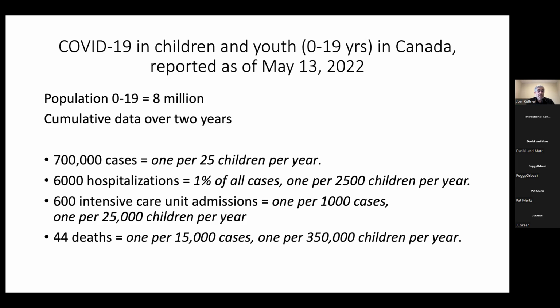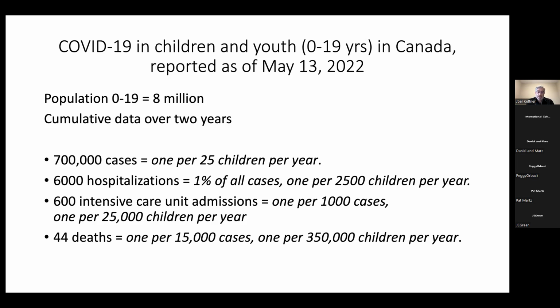So based on these cases, which are no doubt an underestimate of cases for a variety of reasons, especially in the most recent Omicron variant period, 1 in 25 children actually have been reported as a case, and 1% of those cases have resulted in hospitalization. That's on a population basis, 1 of every 2,500 children. 600 of those, so 10% of them, ended up in intensive care. That's 1 in 1,000 cases. That's 1 per 25,000 children.